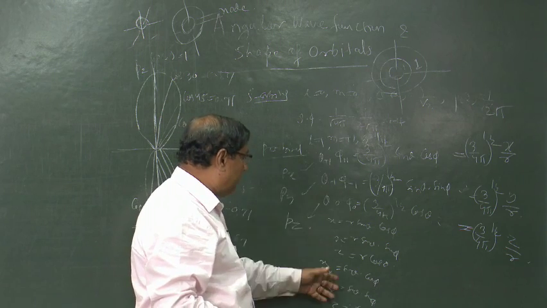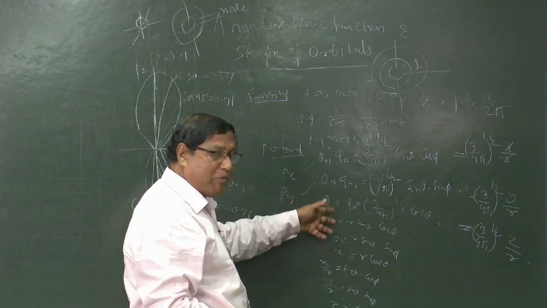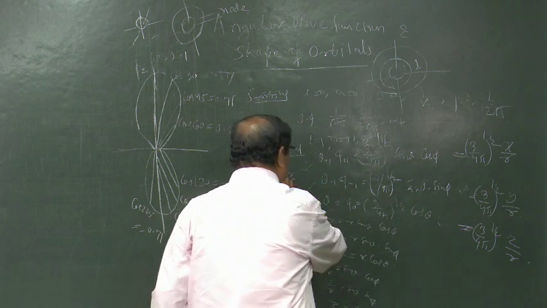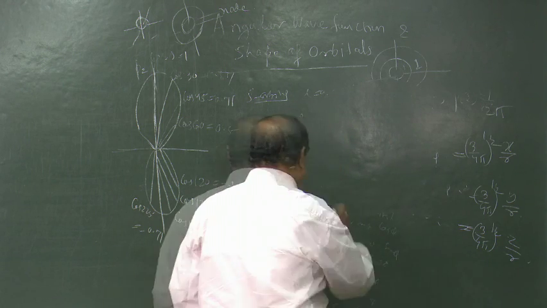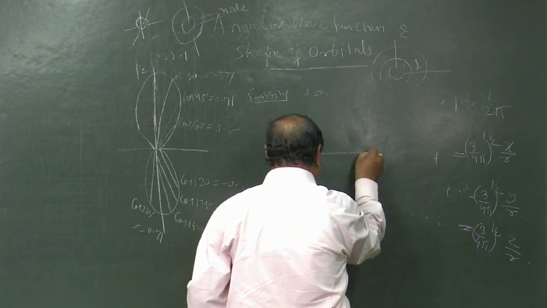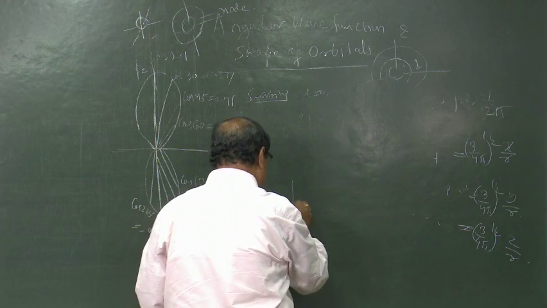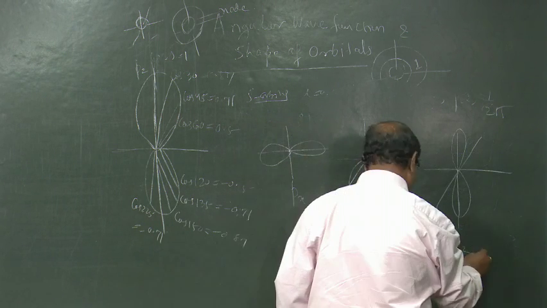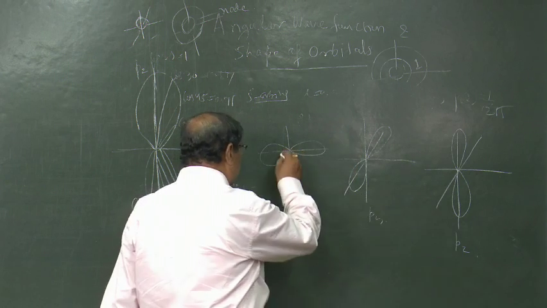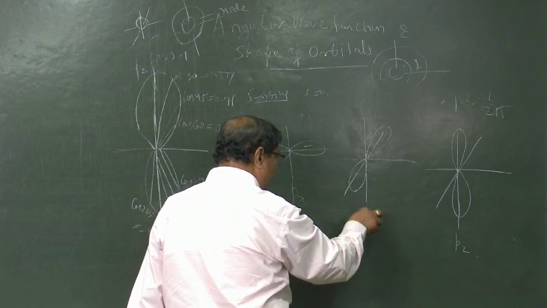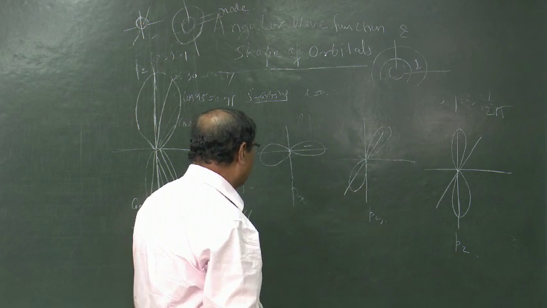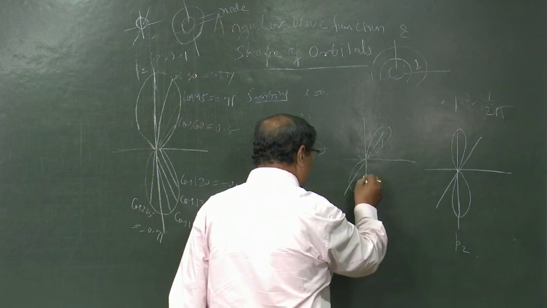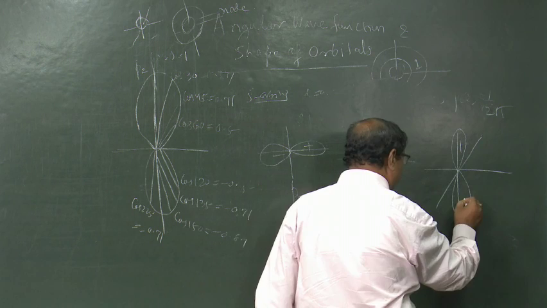So if these three angular wave functions are plotted against x, y, z in a 3-dimensional space, we will get the shape of the p orbitals. Now the shape of the p orbital px gives a two dumbbell shape, so this is the shape of px and py and pz. It is a dumbbell shape having two lobes, one is positive, the other is negative.